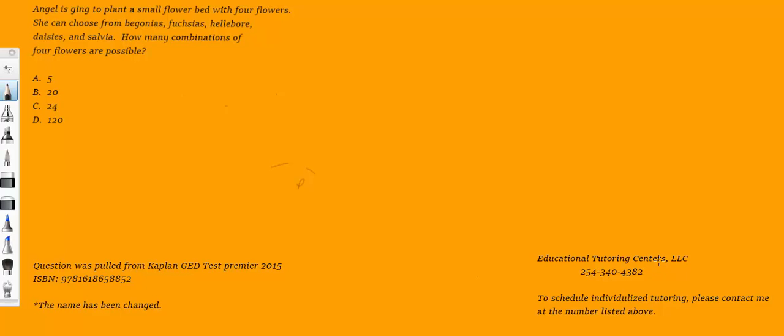This problem says Angel is going to plant a small flower bed with 4 flowers. She can choose from begonias, fuchsia, hellebore, daisies, and salvia. How many combinations of 4 flowers are possible? Okay, so she has 1, 2, 3, 4, 5 to choose from, but she's only going to put 4 in her flower bed. So we're going to try to see how many combinations of 4 flowers are possible.